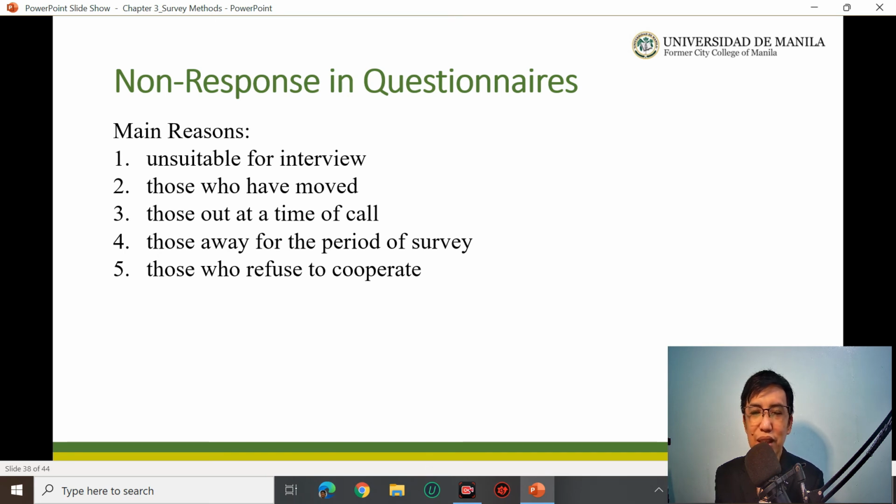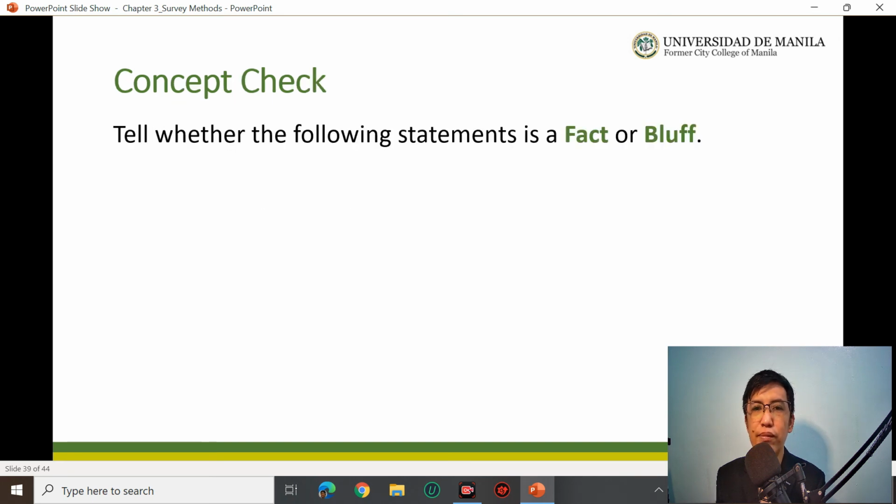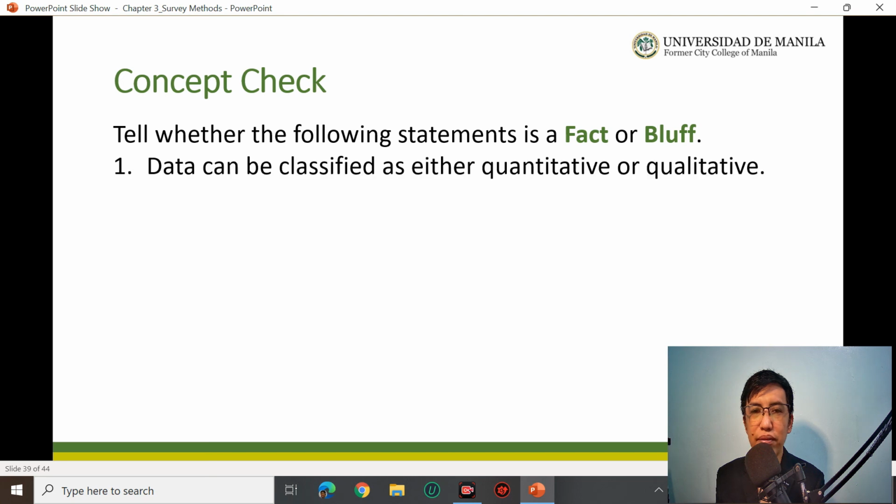These are the things that you need to consider so that ma-ensure ninyo that the questionnaires na binigay ninyo sa mga respondents nyo are well answered. Okay? So that you will be able to solicit their responses. Okay? And for maximum participation of the respondents. Okay? So before we end, let's have the concept check. Tell whether the following statement is a fact or a bluff.